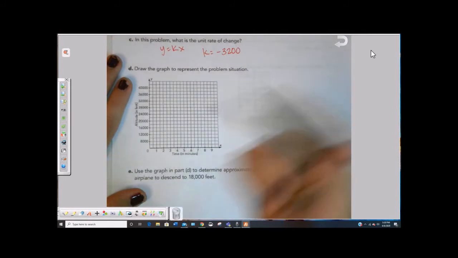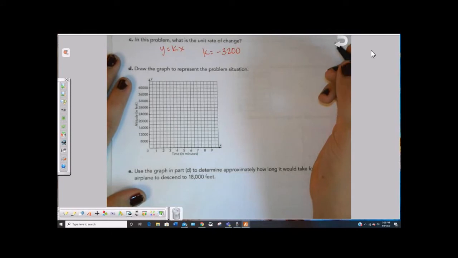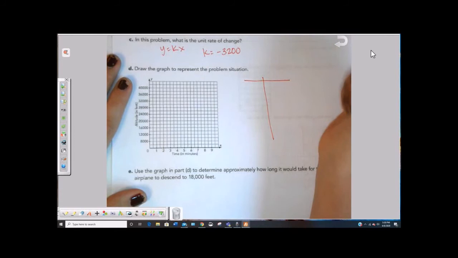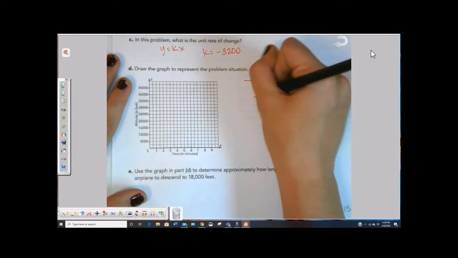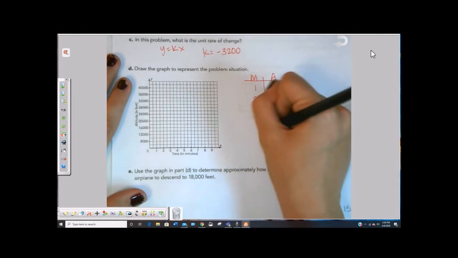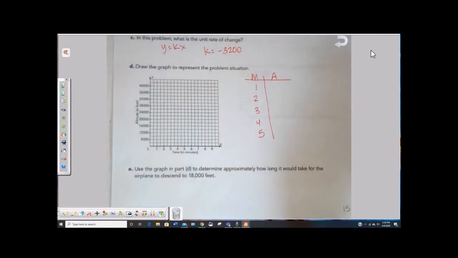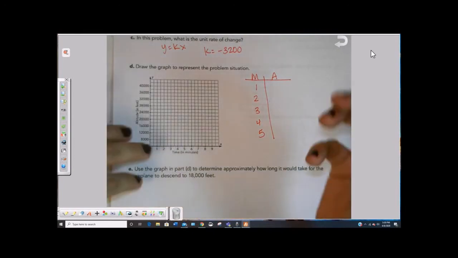So let's just make up some points to see where we're at. Let's just make a table. We're going to say M for minutes, A for altitude. So let's just go 1 through 5. This is going to be fairly easy. You're just going to type this in your calculator and you're putting M into the problem.